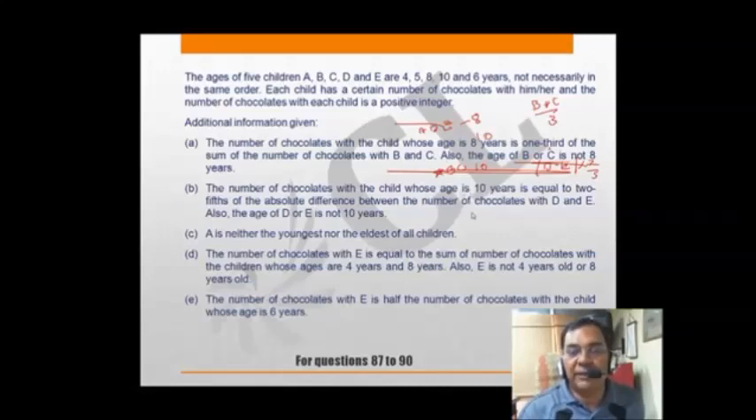Number of chocolates with E. Some number of chocolates with the children, there are 4 years and 8 years. Okay? 4 plus 8 years. Also, he is not 4 years or 8. So here also it will be given only AD. He cannot be 4 or 8. He cannot be 10.